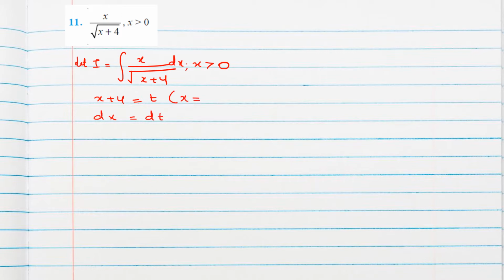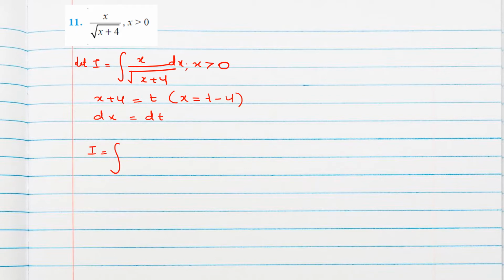Question number 11. First, what will we do? Suppose we let this integral be I. Now, what will be the substitution here? Let x plus 4 be t. So dx will be dt, and from this expression we can get the value of x, that is t minus 4.